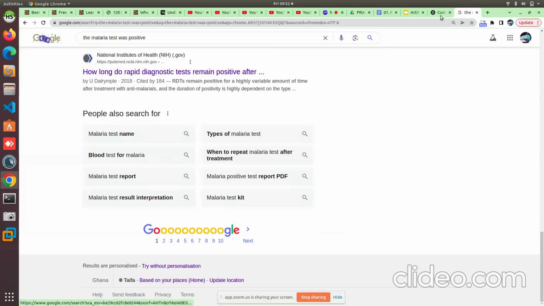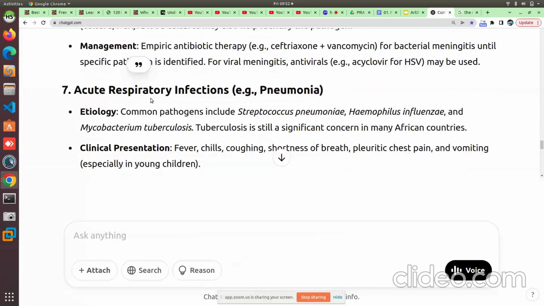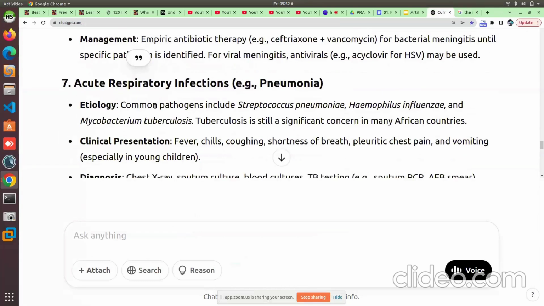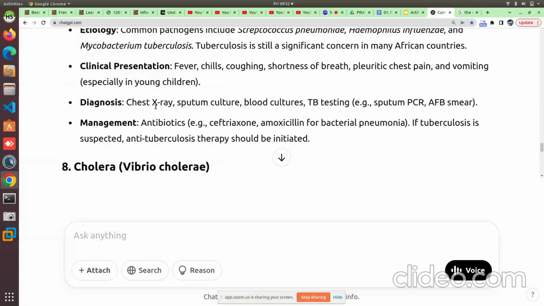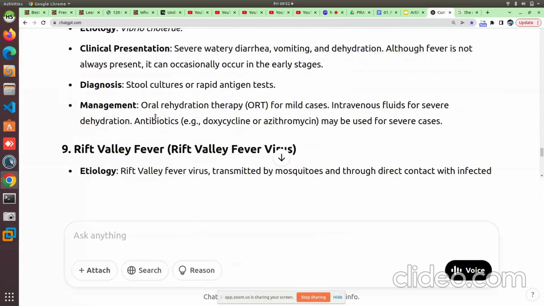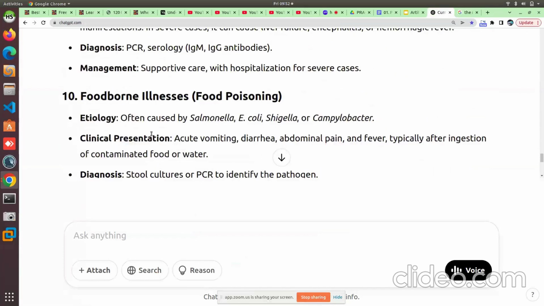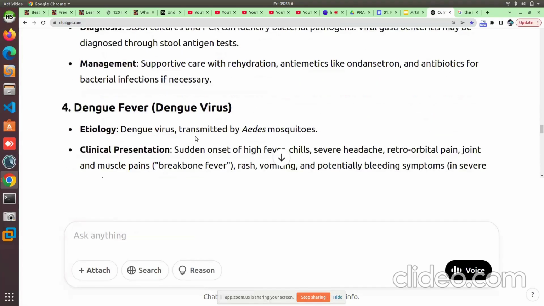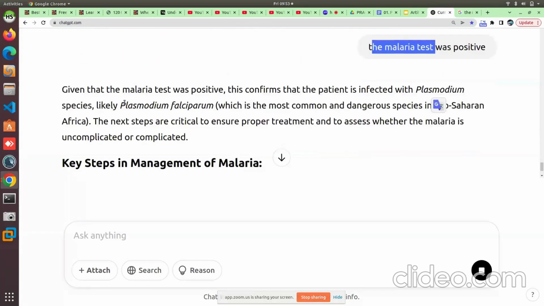It may even go other. Where did I put it? Okay, so let's come back. Okay, it's spoken about all this already. Now I'm putting in "the malaria test was positive." So you see how it gives. So now it's starting to answer this question based on what we've been discussing so far. So you can continue a conversation from where you left off.